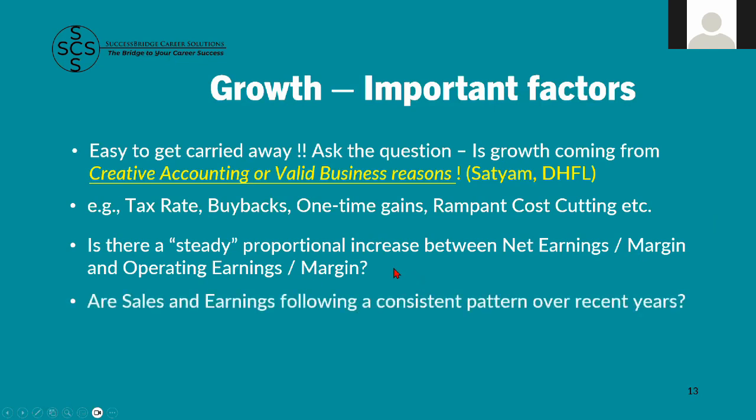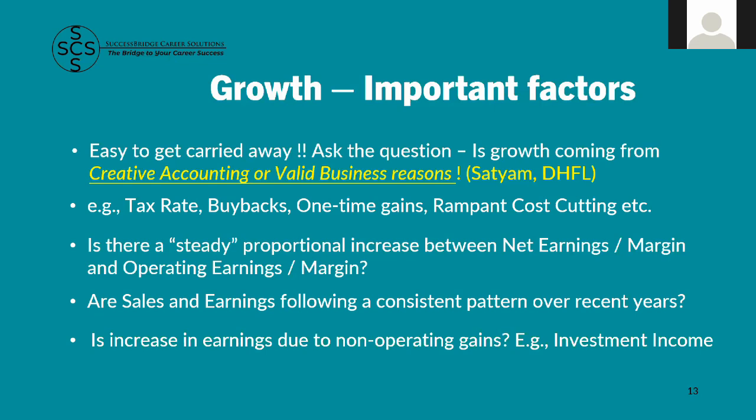So that is something that one must look at, and also our sales and earnings following a consistent pattern over the years. So let's say 5 years, is there a continual improvement in sales and thereby in earnings? In one or two quarters, one may see dips, but then the general trend should be positive. So if it is positive, then we know that the company is doing the right things. Okay, so that is something that one must keep in mind.